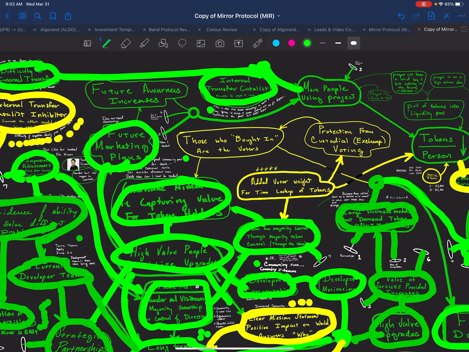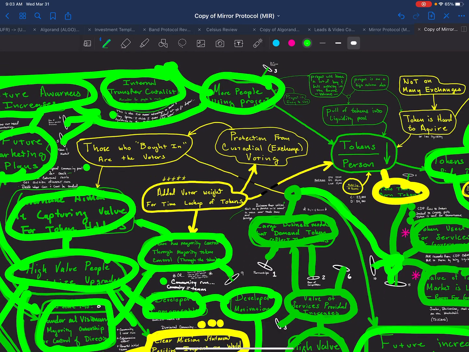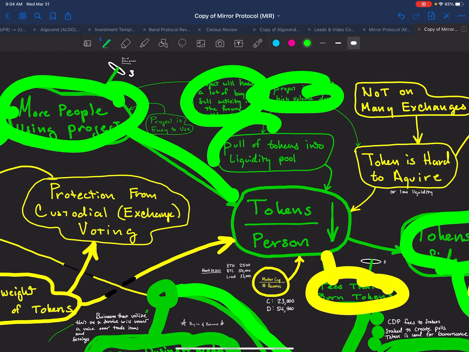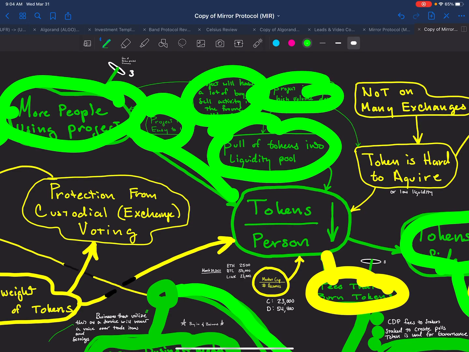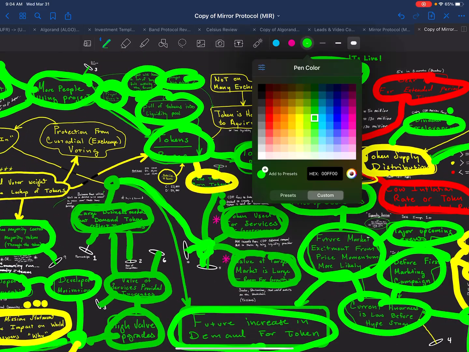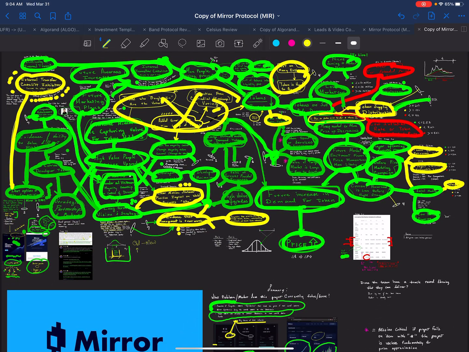Future marketing plans. I don't think they even need marketing. It's irrelevant because their services provided will attract users like me. More people using it, absolutely. It will be used on DEXs, and so its liquidity will be provided in DEXs. It was easy to use, and so I expect tokens per person to go down. It's easy to acquire, and this is irrelevant because it's part of that. All right, I think I covered everything with this, guys.